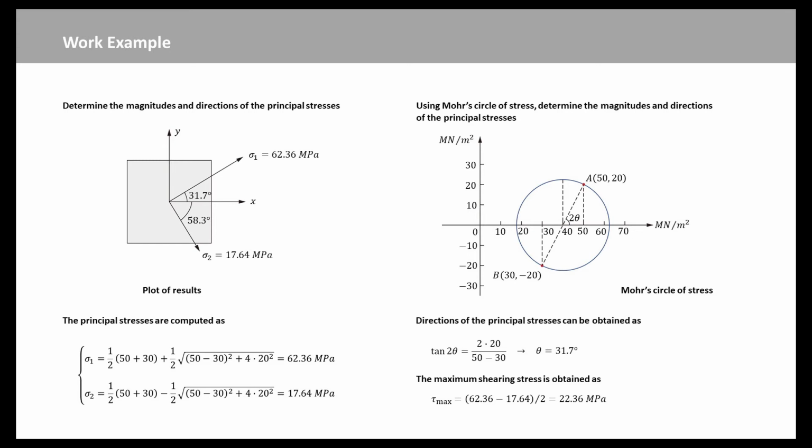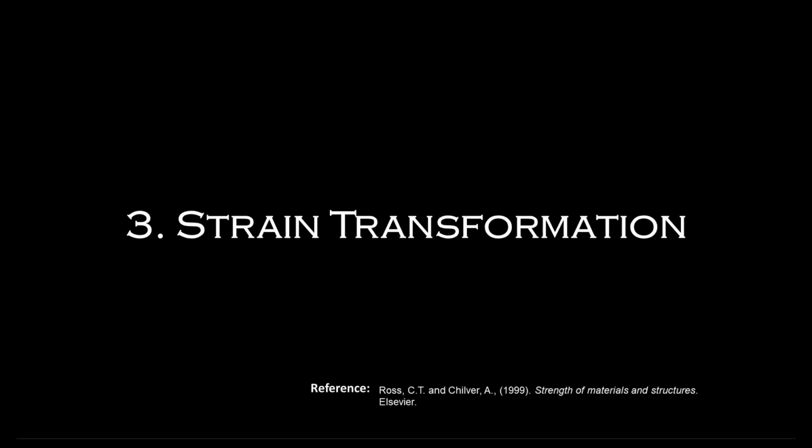The principal stresses and their directions can be obtained from a scaled drawing. Substitute these values into the relevant equations. We can obtain sigma 1, sigma 2, tau maximum and the directions of the principal stresses. We obtain the direction of maximum principal stress is 31.7 degrees, and the direction of minimum principal stress is 58.3 degrees. Next, we will learn the strain transformation.